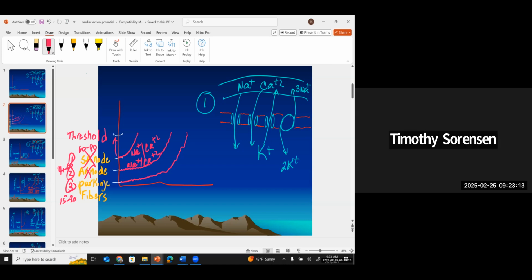So again, if your SA node fails, then the AV node is going to take over, and because it has a lower resting membrane potential than the SA node, it's going to take longer for sodium and calcium to leak in. And then if your SA and AV node fail, then the Purkinje fibers are going to take over. And because they have the lowest resting membrane potential, it's going to take even longer for sodium and calcium to leak in to reach that threshold to ultimately fire. And if your SA node and your AV node fail, then your Purkinje fibers become the pacemaker, and you can't do very well with a heart rate of 15.